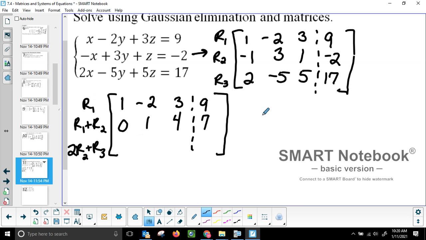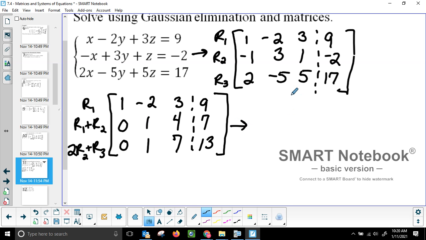All right, and we could have either combined it with row 1 or row 2. Either one would have been fine here. So here we're going to get negative 2 plus 2 gives me 0. Here we're going to get 6 plus negative 5 gives me 1. Here, 2 plus 5 gives us 7. And negative 4 plus 17 gives us 13. So now I have that first column how I want it.